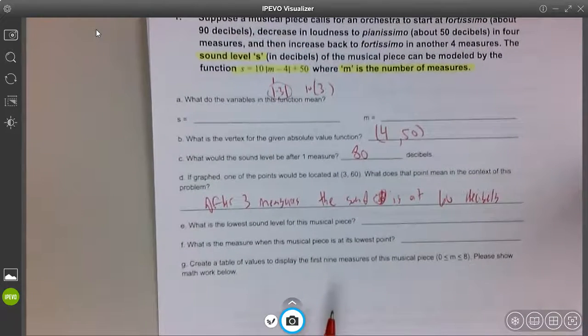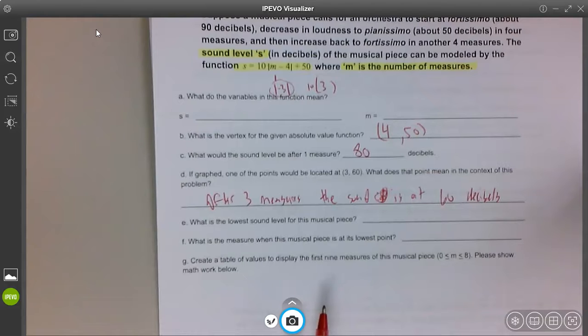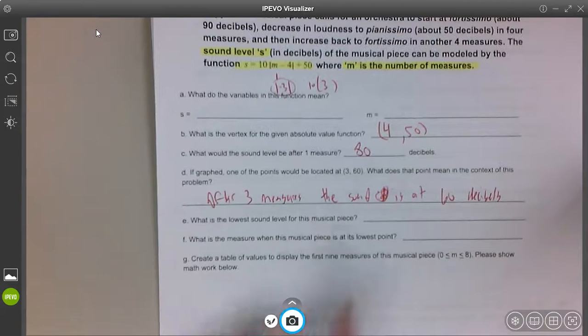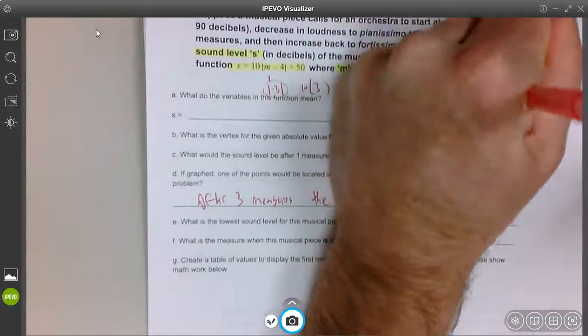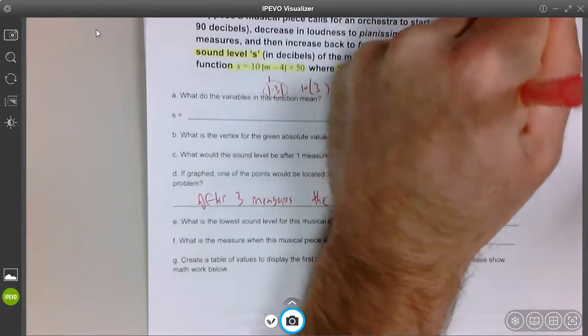Finally then, what is the lowest sound for this musical piece? Okay, this is already given to us. We don't need to graph it. We don't need to make a table. We could. We just need to remember what the vertex is. The vertex is that point on the V shape that's at the very bottom.